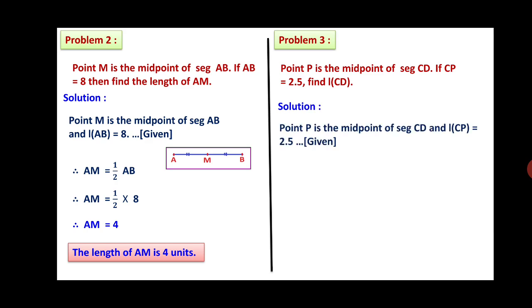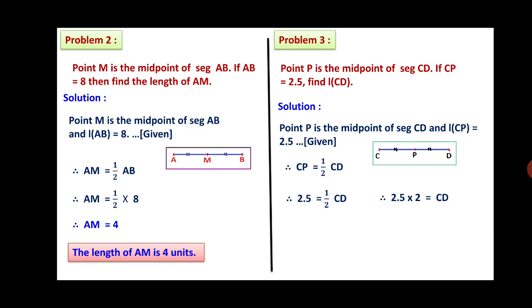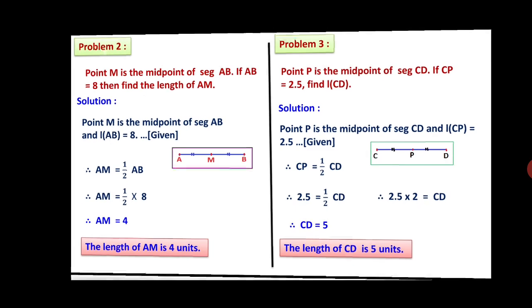Friends, here point P is the midpoint given of this segment CD and length CP is 2.5. So the figure would be like that. P is the midpoint of CD. CP is equal to PD. Therefore, you can write CP is equal to half of CD. Therefore, CP's value is 2.5 is half into CD. So 2 from the right hand side comes to the left. It will be multiplied. So 2.5 into 2 is CD. Therefore, you are getting CD is equal to 5. Therefore, you can write the length of CD is 5 units.